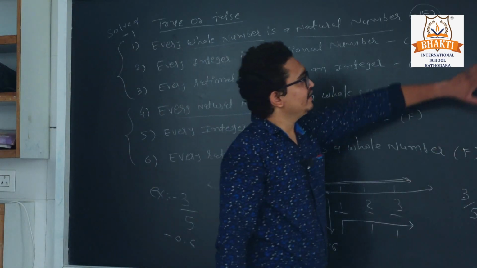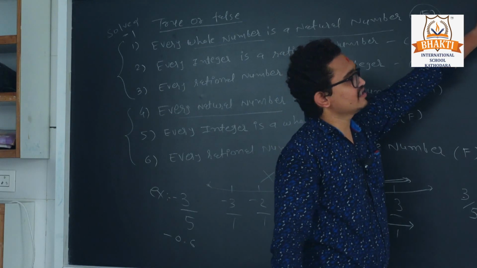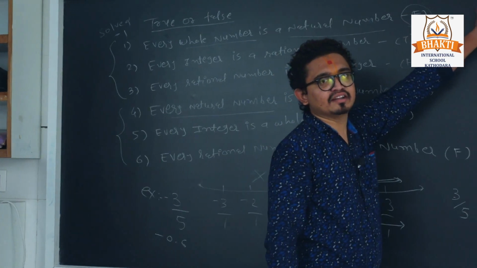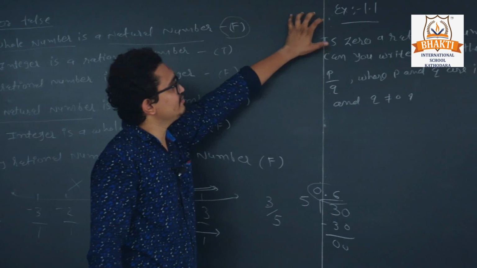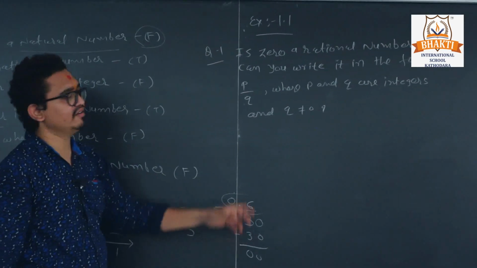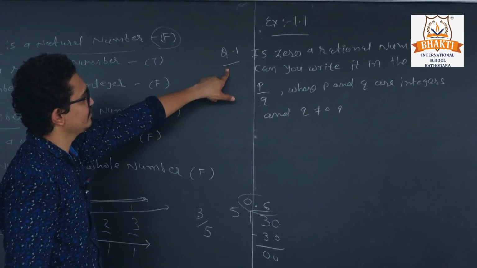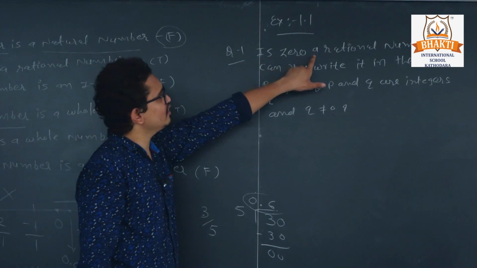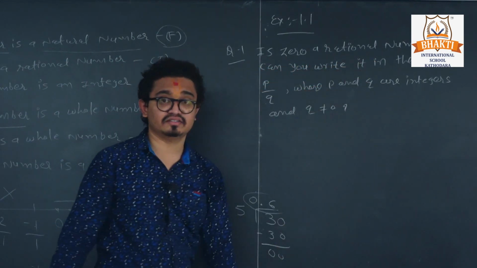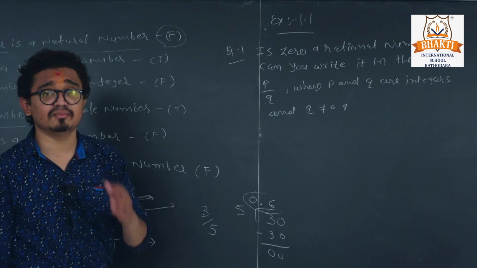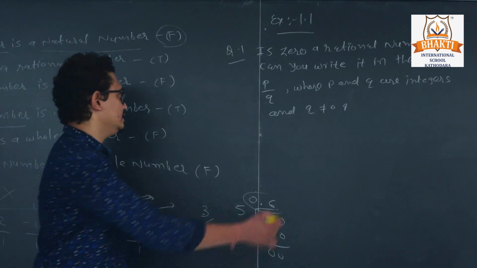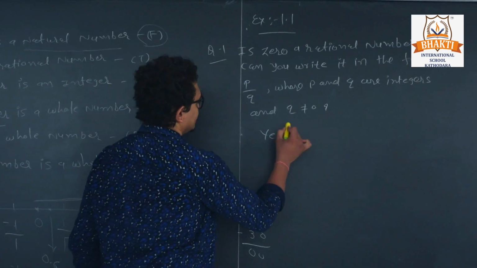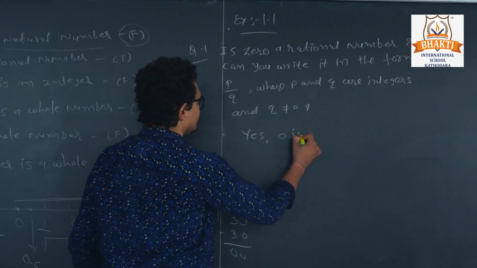Now we are going to start our exercise number 1.1. So in exercise number 1.1, what happened? We have one question, question number 1. Is 0 a rational number? First question, is 0 a rational number or not? So yes, it is a rational number. Yes, 0 is a rational number.